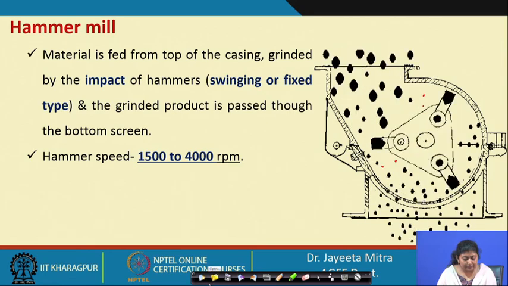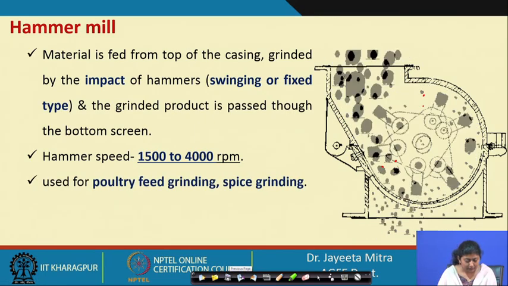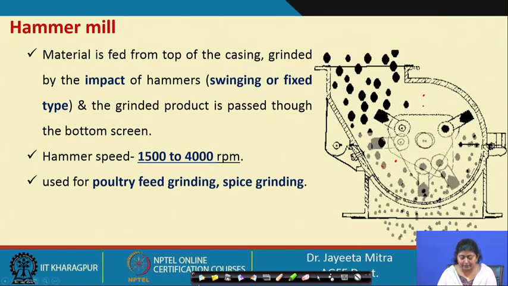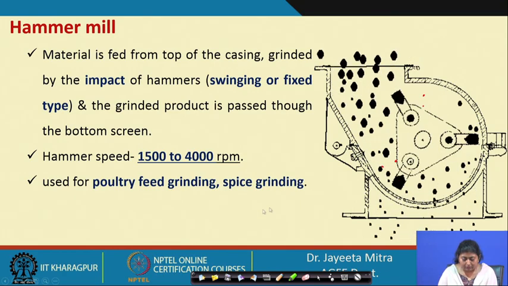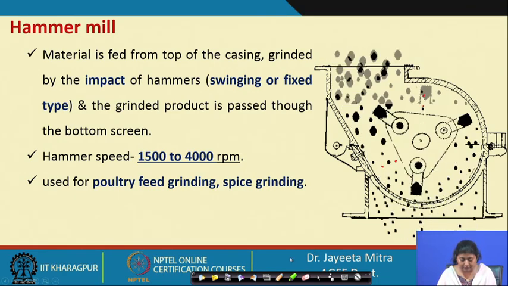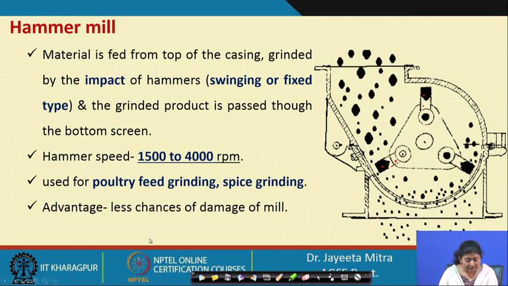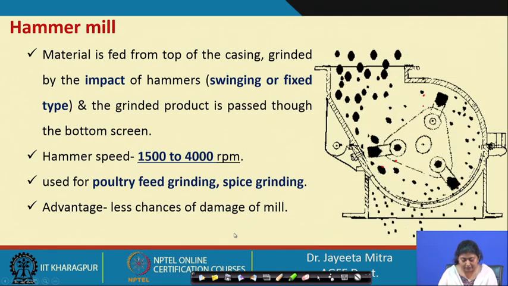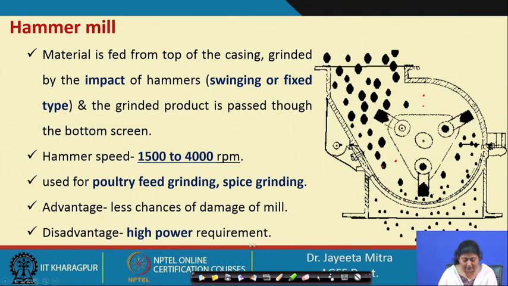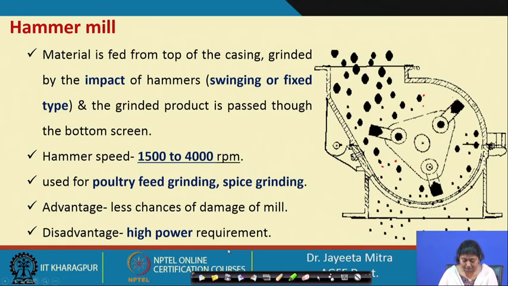Hammer speed we generally keep at 1500 to 4000 rpm, and it is used for poultry feed grinding, spice grinding, etc. Also this kind of hammer mill is used for the millet grinding operation. Now, the advantage is that there are fewer chances of damage to the mill, and the disadvantage is the high power requirement needed for running a hammer mill.